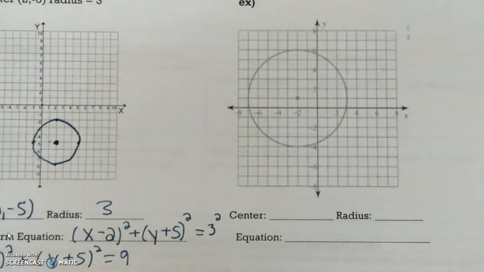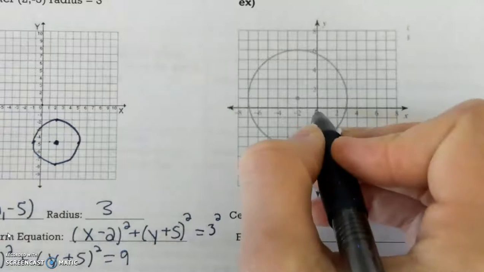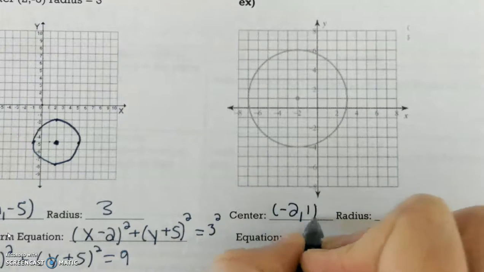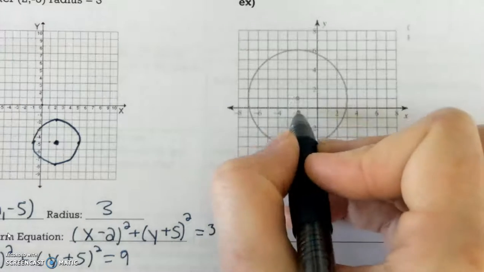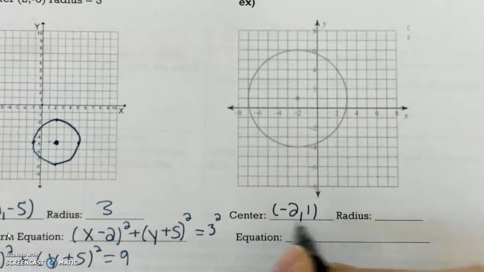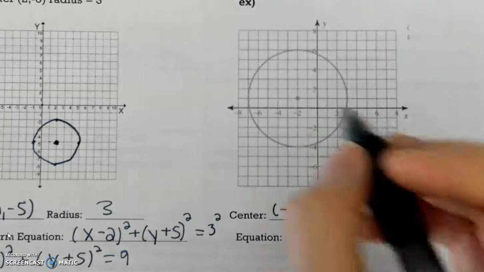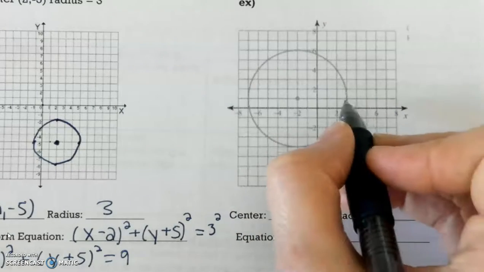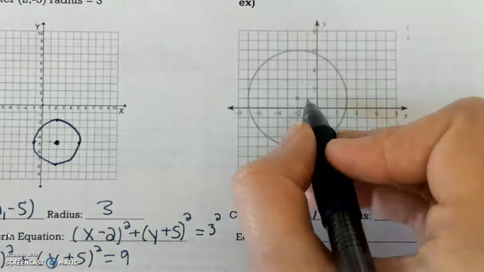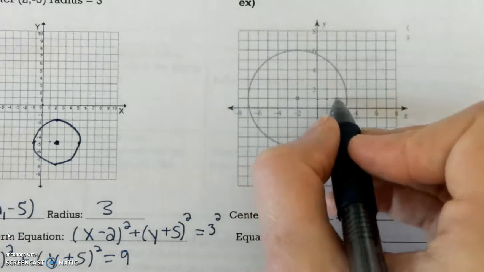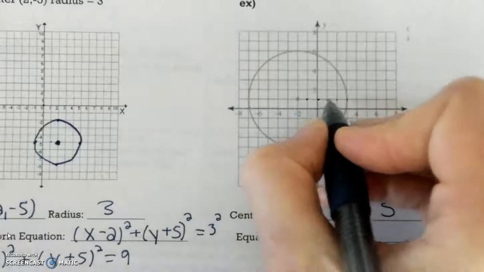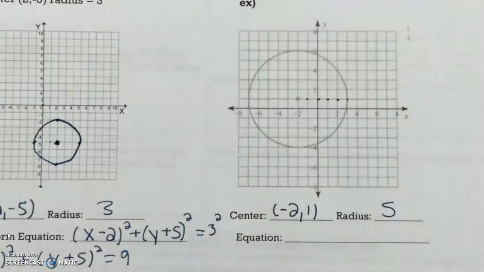All right. Hopefully you've attempted this on your own. So let's see. We can easily get the center, right? Negative 2, positive 1. Remember, the x value comes first, and the y value comes next. So negative 2, 1. Now for the radius, I can just count over and see how many units it takes to get from the center to the outside of the circle. So 1, 2, 3, 4, 5. Looks like my radius is 5.